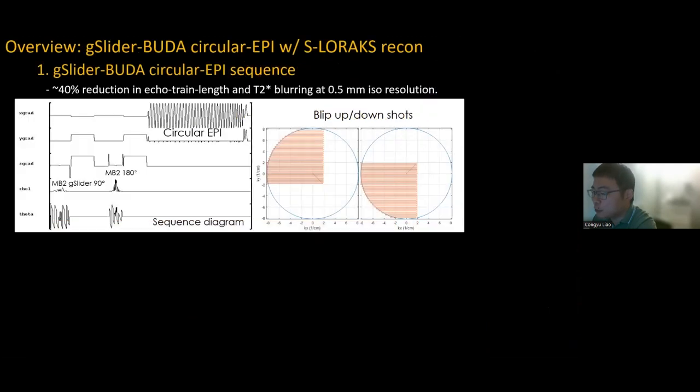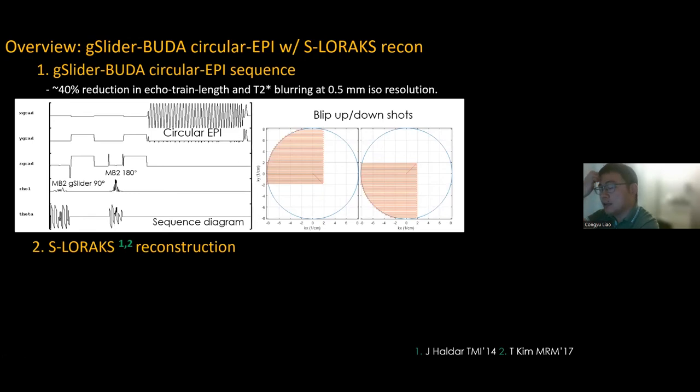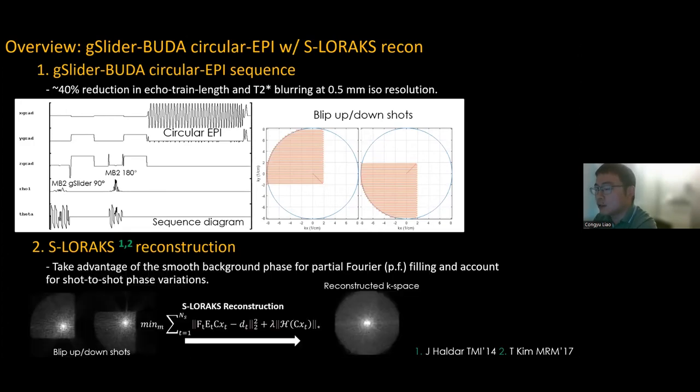The section has two parts. The first part is the sequence part. With the circular EPI acquisition, our gSlider-BUDA circular EPI sequence could achieve about 40% reduction in echo train length and T2 star blurring at 500 micron isotropic resolution. The second part is the S-LORAKS reconstruction. Compared to the previous structured low rank reconstruction, the S-LORAKS could take advantage of smooth background phase for partial Fourier filling and account for the shot-to-shot phase variation.